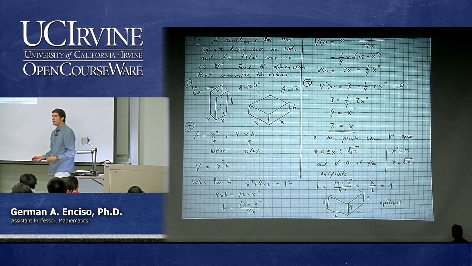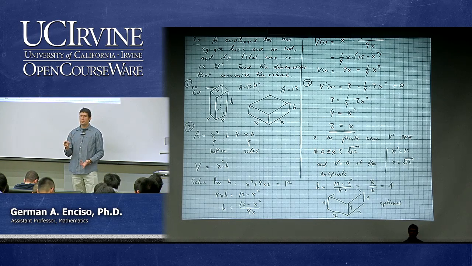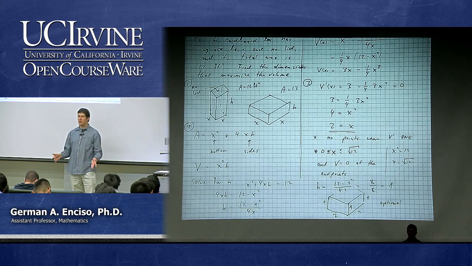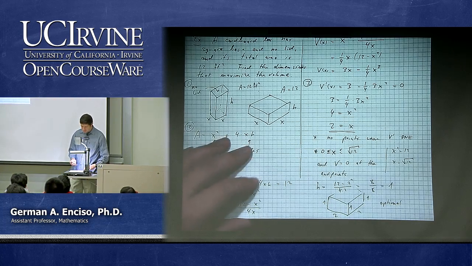Okay, and it's optimal in the sense that if you make it a little bit taller, the volume is going to go down. If you make the box a little bit more narrow and wider, the volume is going to go down. It really is the optimal configuration.